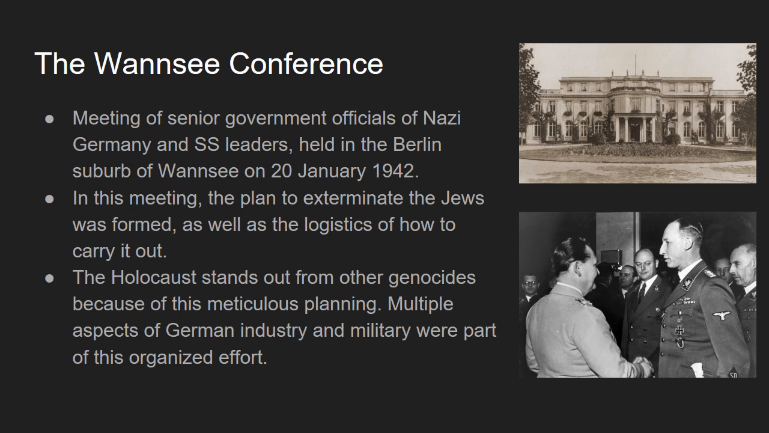Now that they had the Jews all separated in these ghettos, the Nazis had to decide what to do with them, and that happened at a meeting known as the Wannsee Conference. This was a meeting of senior government officials from Nazi Germany, leaders of the SS, as well as major industry leaders from Germany, so people who ran railroads and factories and things like that. They met in a suburb called Wannsee, a suburb of Berlin, on January 20th of 1942.